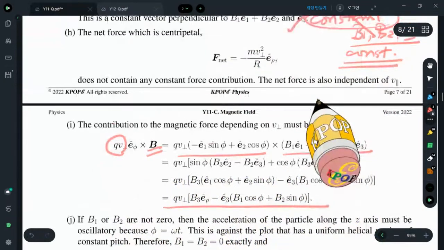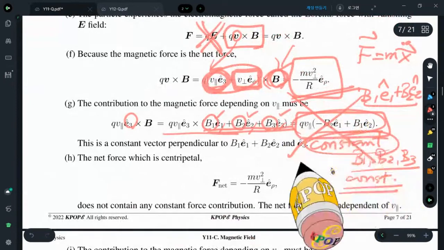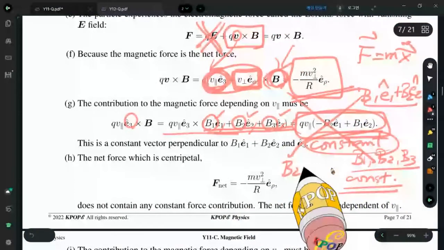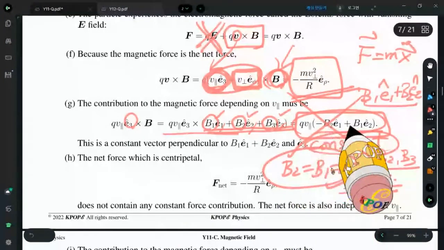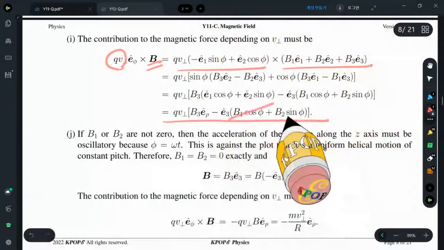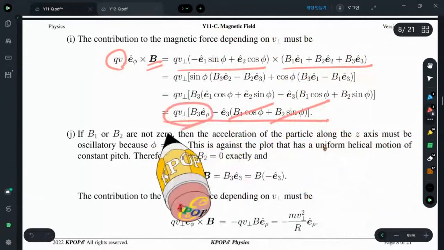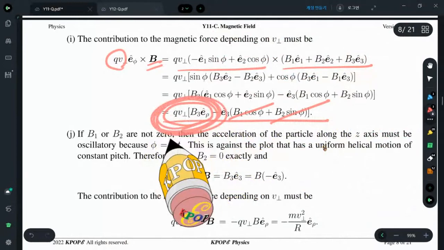I told you we have to get rid of this. That means B2 equals B1 equals 0. B1 and B2 must not appear here. So B1 and B2 must be killed. And the only contribution, we are happy with this.